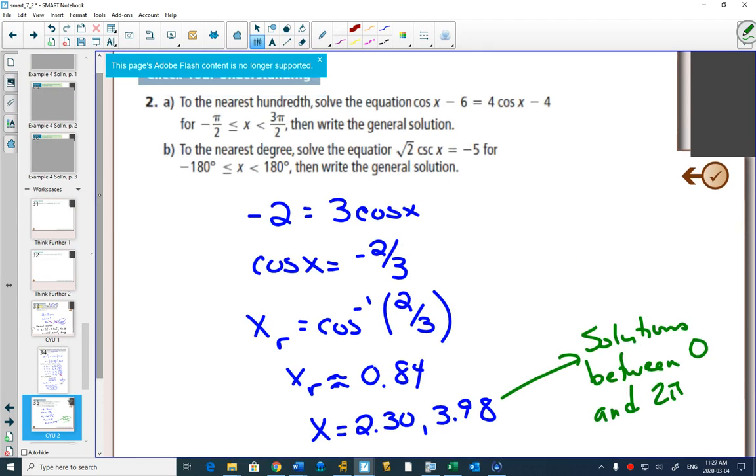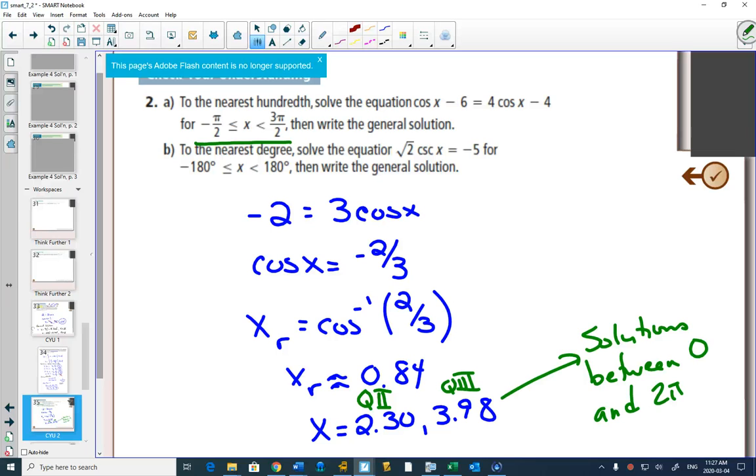No. The question asked for negative pi over 2 to 3 pi over 2. We figured out an answer here in quadrant 2 and one in quadrant 3. Well, let's think about this. It's got negative and positive angles. Think about them separately. The negative angles go from 0 to negative pi over 2. What quadrant is that? Quadrant 4. Do we have any answers in quadrant 4? No. So that actually doesn't affect it.